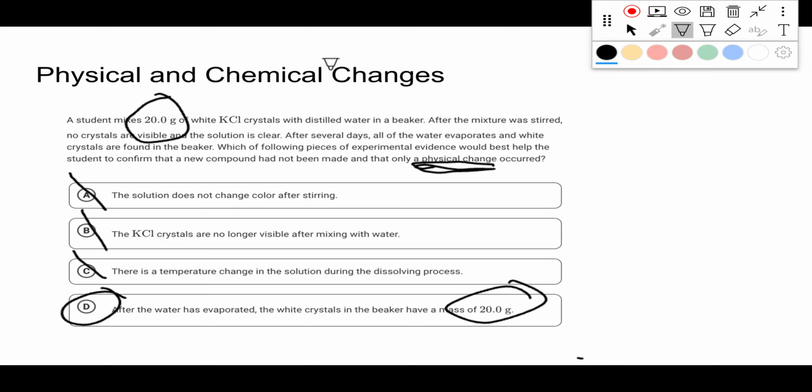So just be careful with AP Chem questions about chemical and physical changes. You've got to look to see what the evidence is, and you really have to think through the problem about what the problem is asking. Make sure that you're answering what the question is asking.